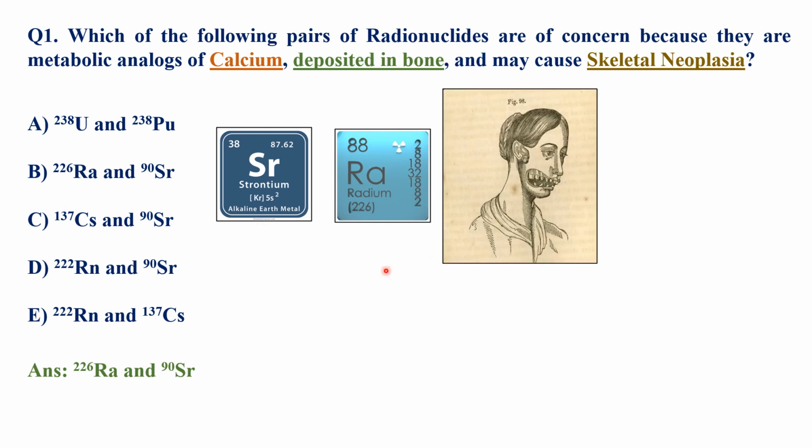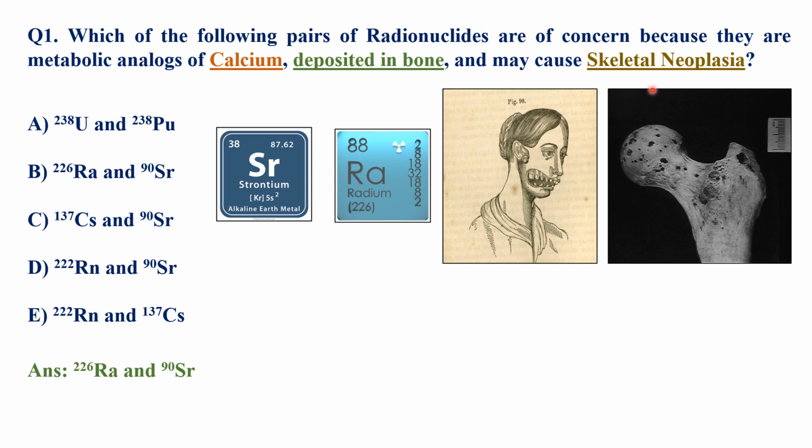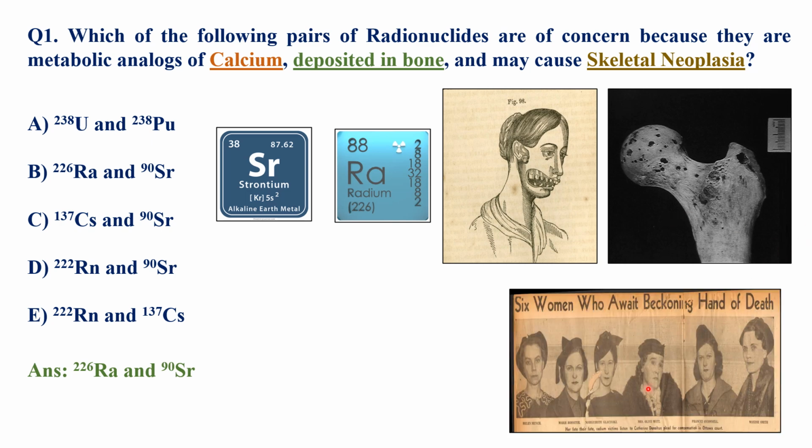Any individual who is exposed to these radioactive nucleotides is subject to necrosis of the jaw and mastoid process. This is scientifically and medically called osteonecrosis. It also causes skeletal neoplasia, as you can clearly see. This femur got neoplasia.